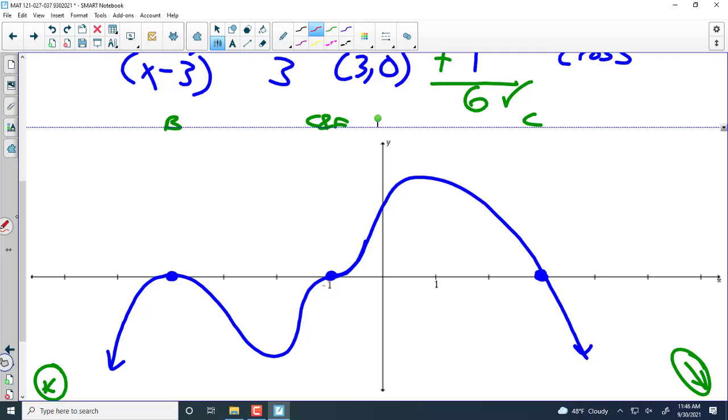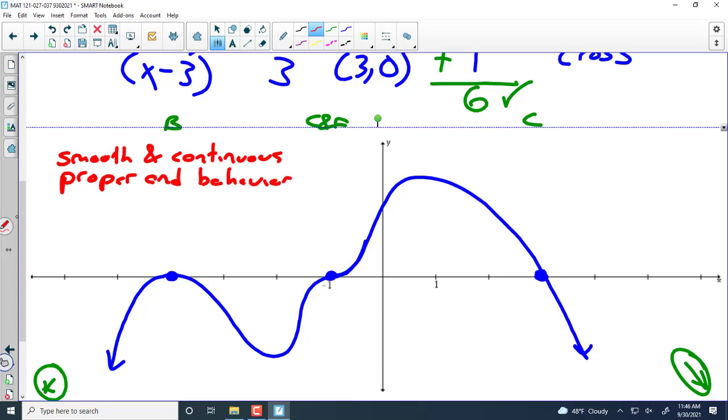What's important? Well, it should be smooth and continuous. No sharp corners, no kinks, and it's very, very easy to accidentally put in a sharp corner when you're doing those x-intercepts. It should have the proper end behavior. In other words, this one goes down on both sides. That's what we said it would do. It should have the proper x-intercept behavior based on multiplicity, which we did. We did a bounce, we did a cross and flatten, and we did a cross.